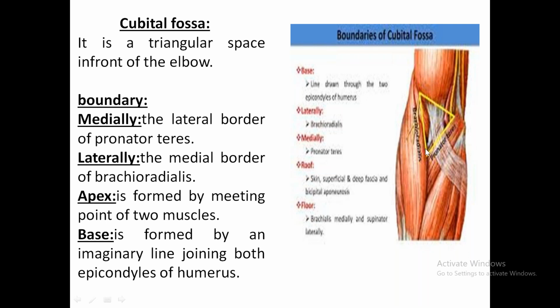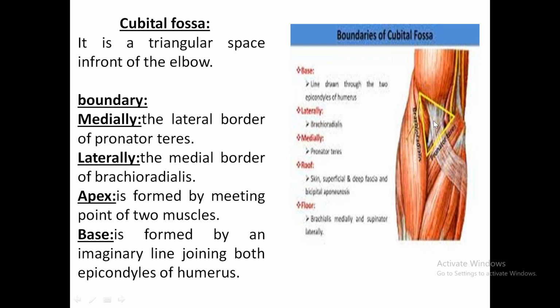Laterally, it is bounded by the medial border of the brachioradialis. The apex is formed by the meeting point of these two muscles, and the base is formed by an imaginary line passing between the two epicondyles of the humerus. This triangular space in front of the elbow is called the cubital fossa.